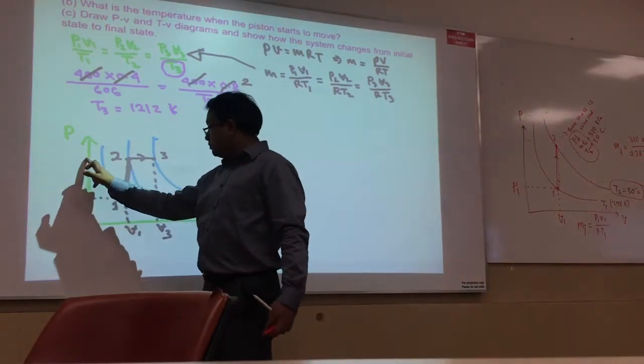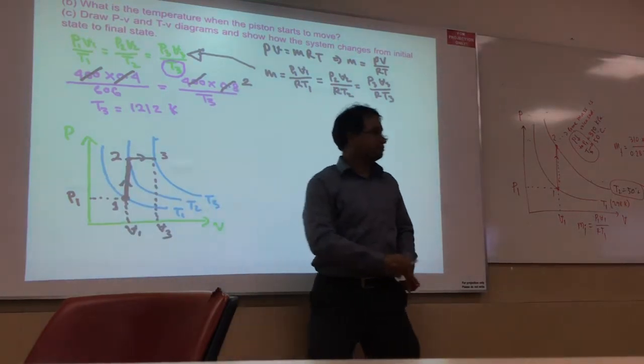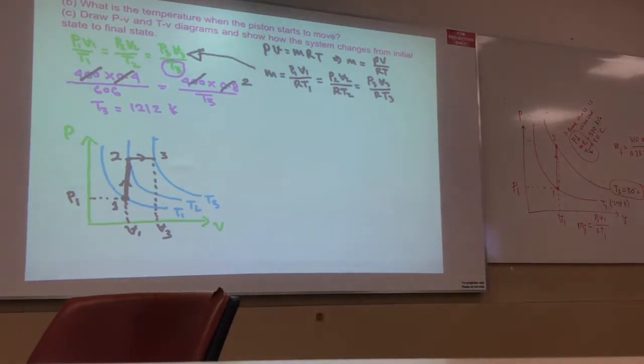Understand? That means this is P1, and P2 and P3 are the same, right? So V1 and V2 are the same, and here P2 and P3 are the same.